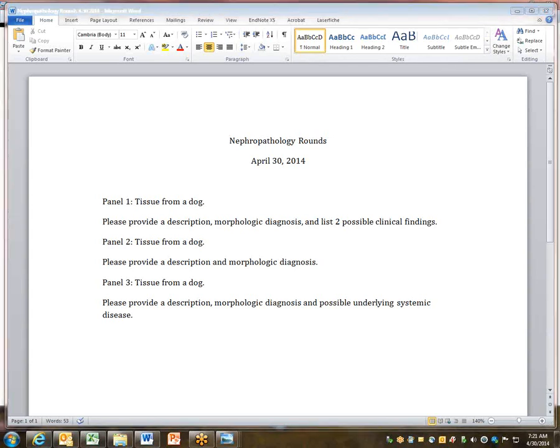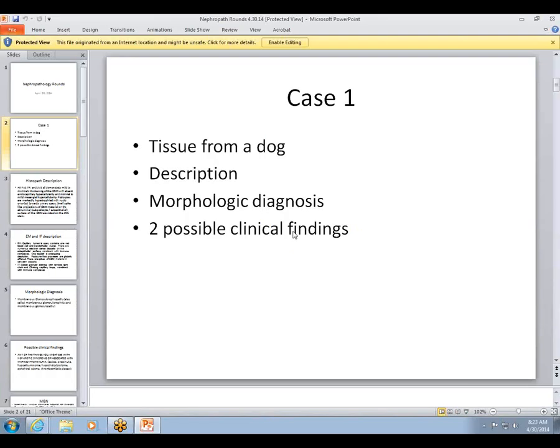I also specifically asked for two possible clinical findings, and these are good follow-up questions, especially for board exam situations. And everybody can see what I'm seeing, right? I can. Yes. Okay.